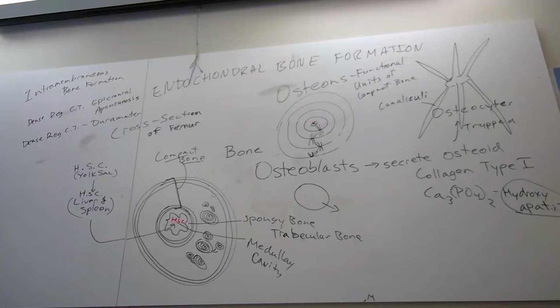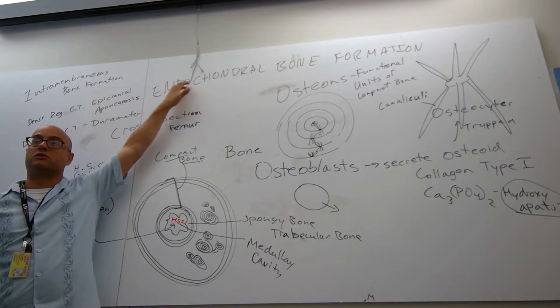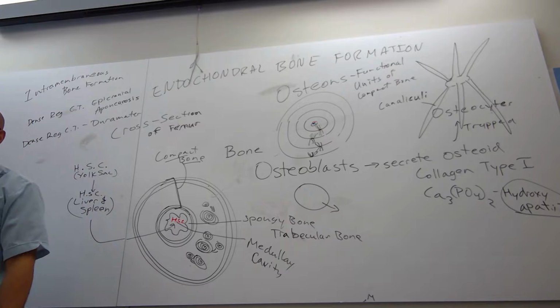Because we need veins, arteries, and nerves. You got me? That's very important. And then we start making this bone. But then again, intramembranous bone versus endochondral bone. Two different forms of making bone.